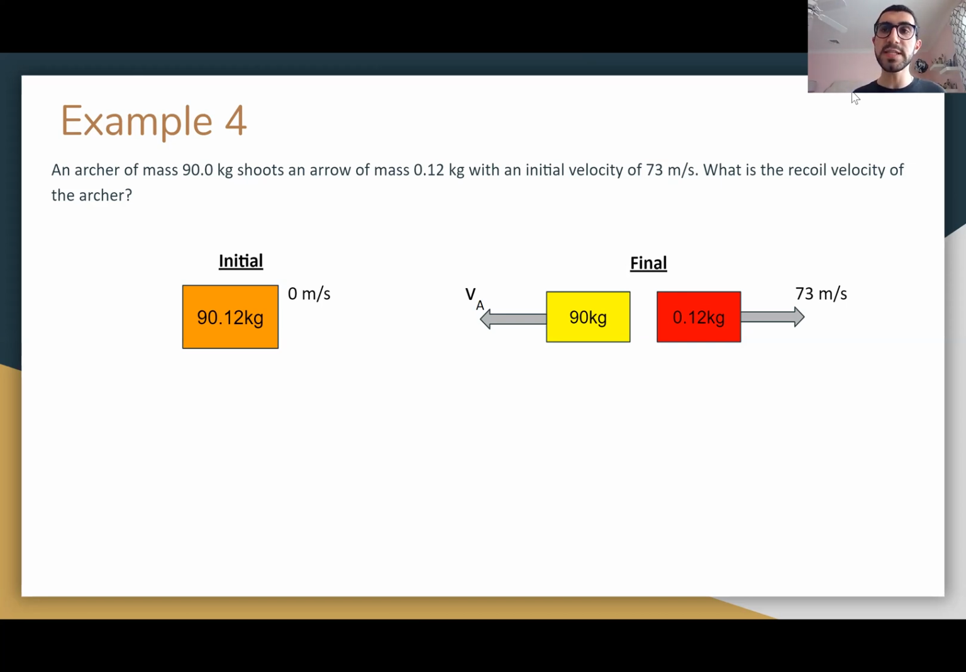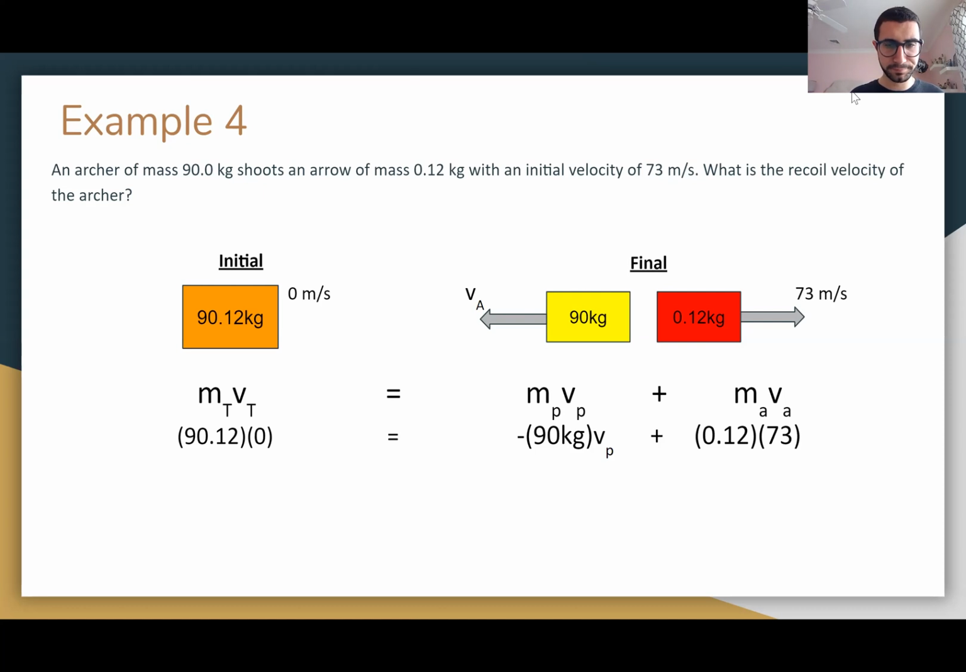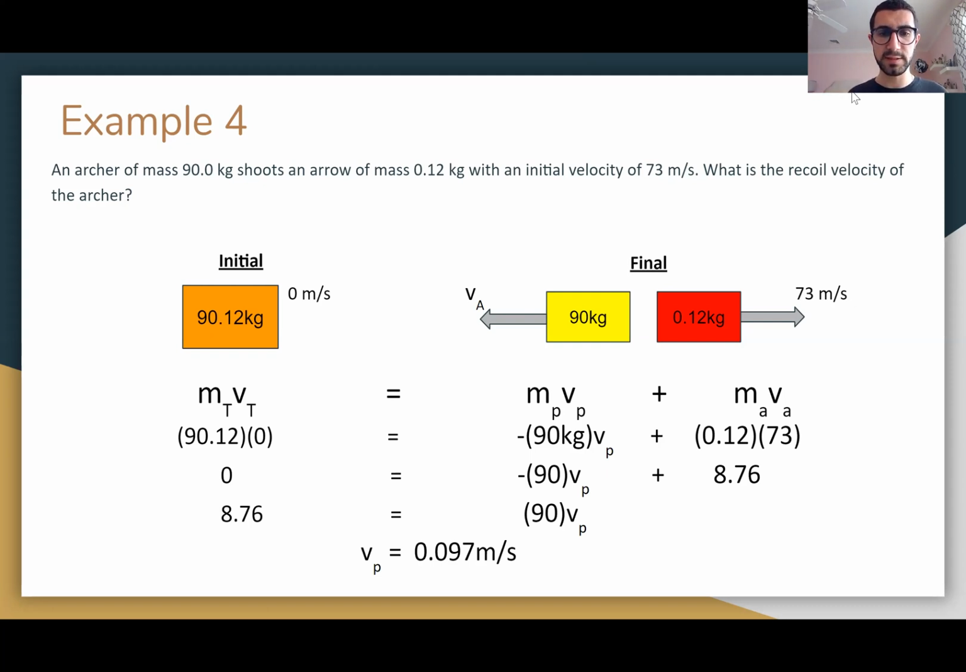So this is the exact opposite of a totally inelastic collision. So we would expect, as we do out this problem, that we have one object at the beginning and two at the end. And we learn that the velocity of our person is 0.097 meters per second, to the left.